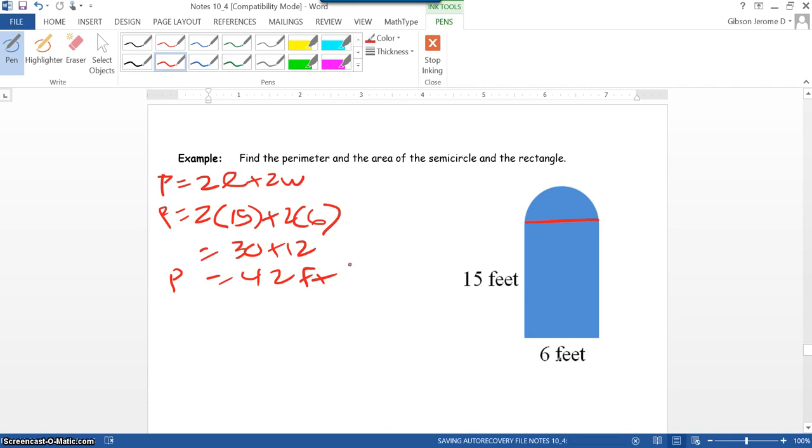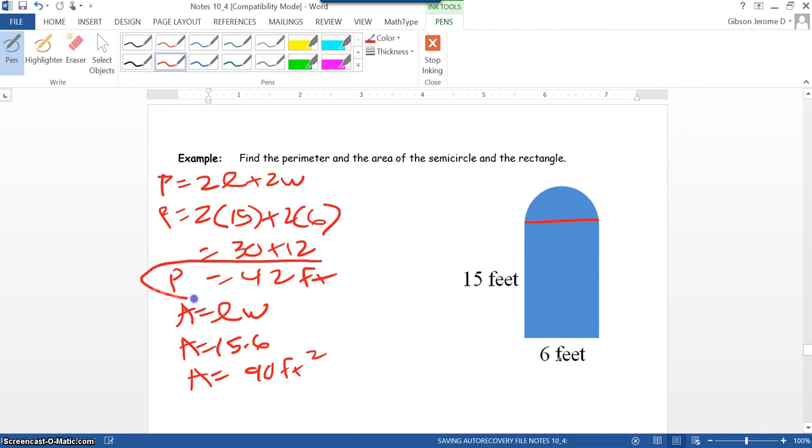Now let's go ahead and do this area too and get the rectangle totally done. So we would do the area. The area is length times width. The area is 15 times 6. So the area is 90 square feet. Now all of this is the rectangle. So that's the perimeter of the rectangle. That's the area of the rectangle.